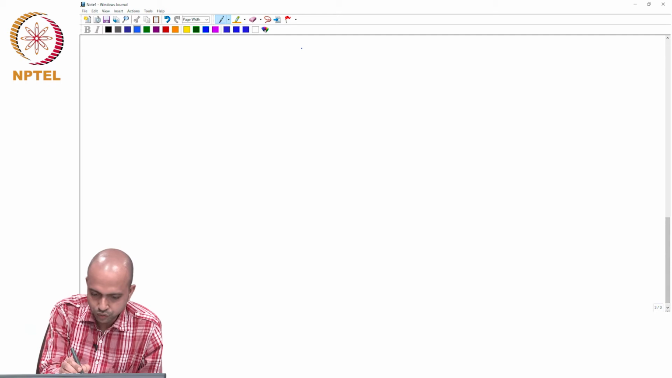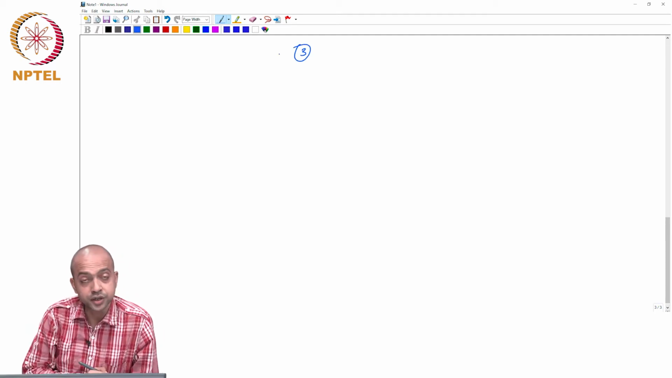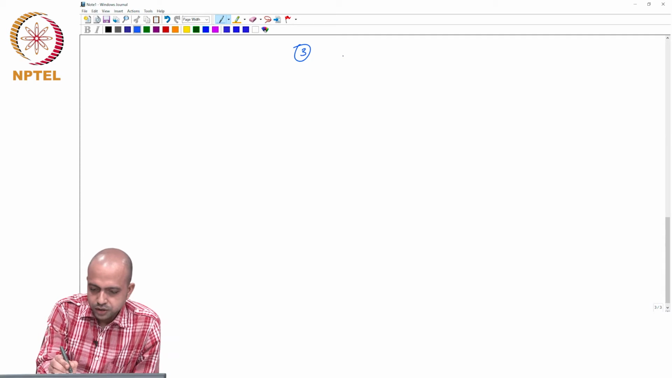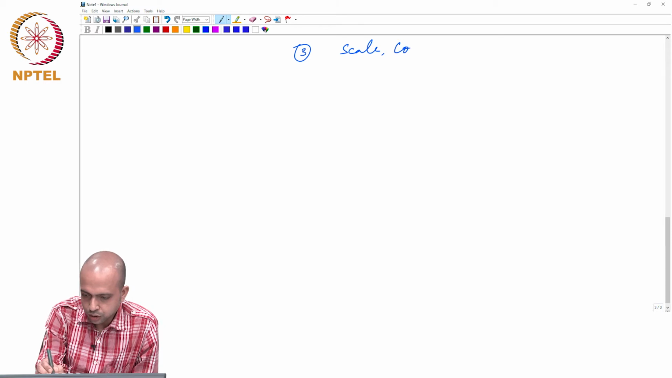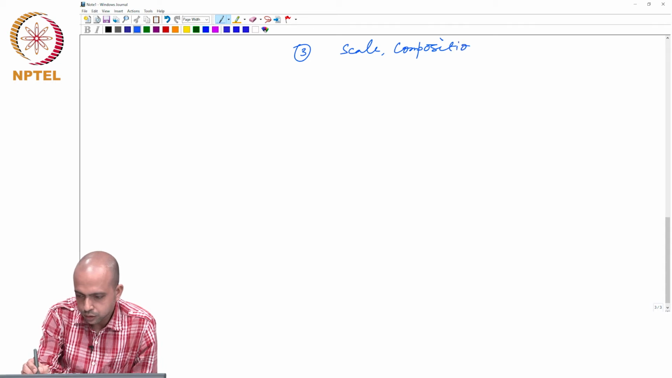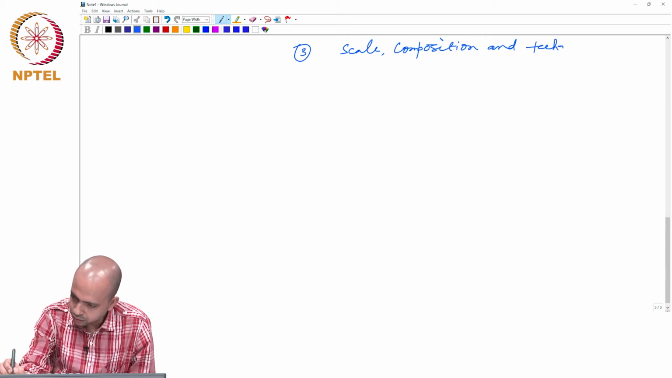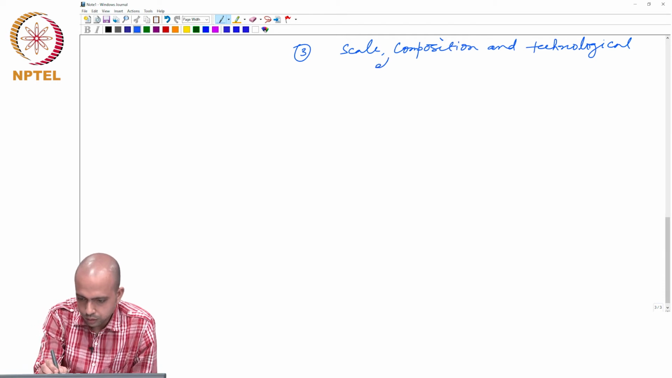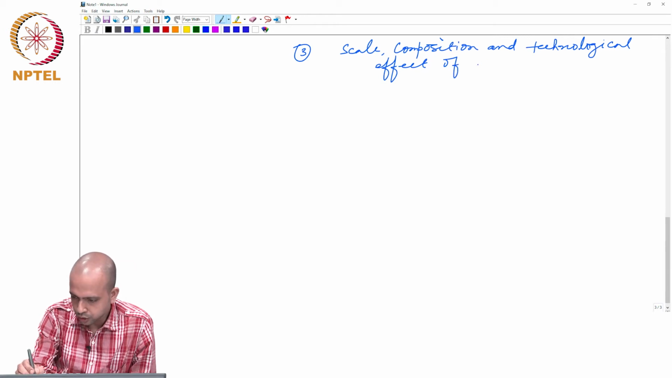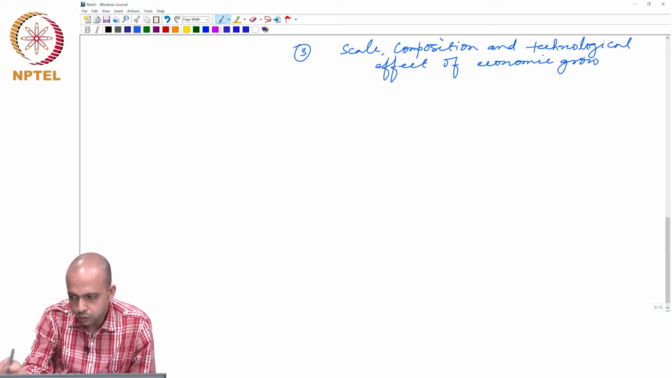Then the third explanation we give for the EKC curve is basically the scale, composition, and technological effect of economic growth.